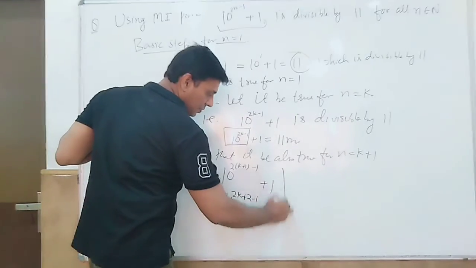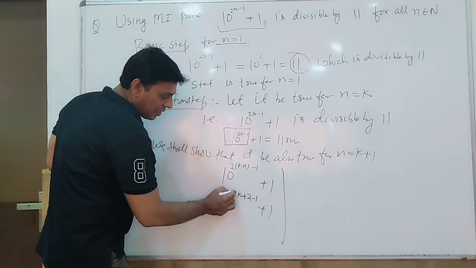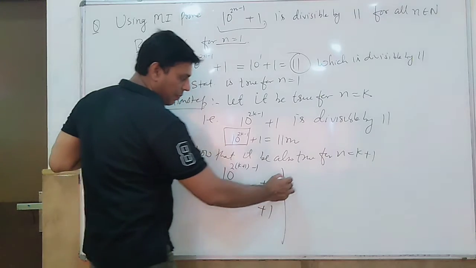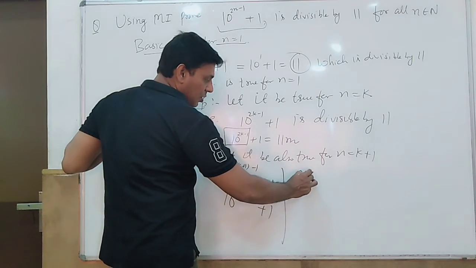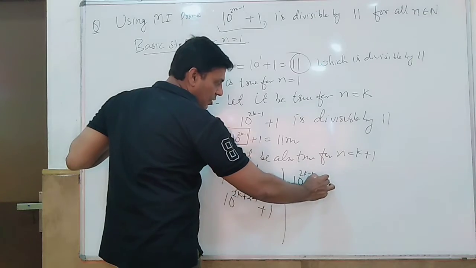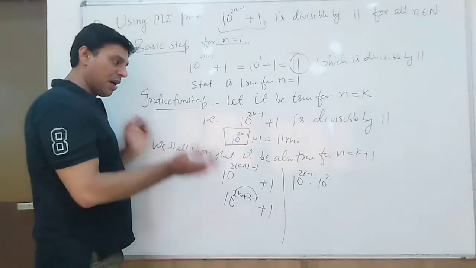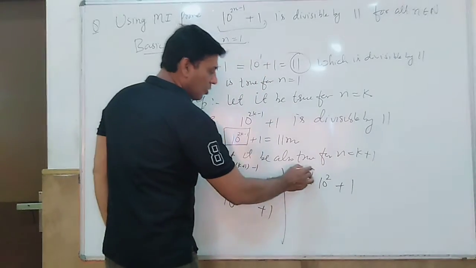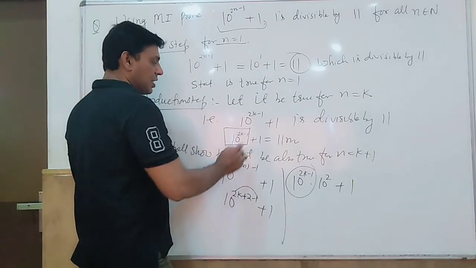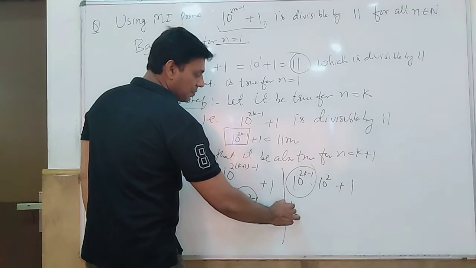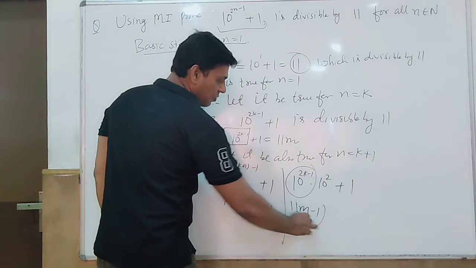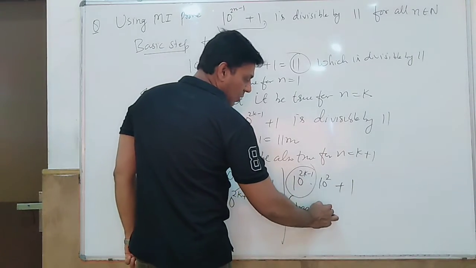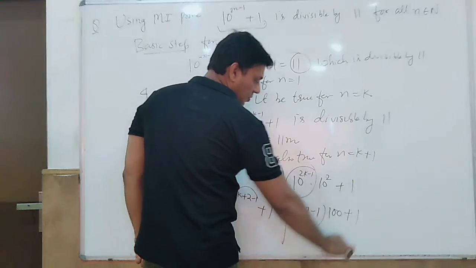And also I can break it like 2k minus 1 and plus 2 separately, that is 10 to the power 2k minus 1 into 10 to the power 2, because in multiplication powers add, and then plus 1. You know what is the value of 10 to the power 2k minus 1? That is 11m minus 1. And 10 squared, that is 100, plus 1.